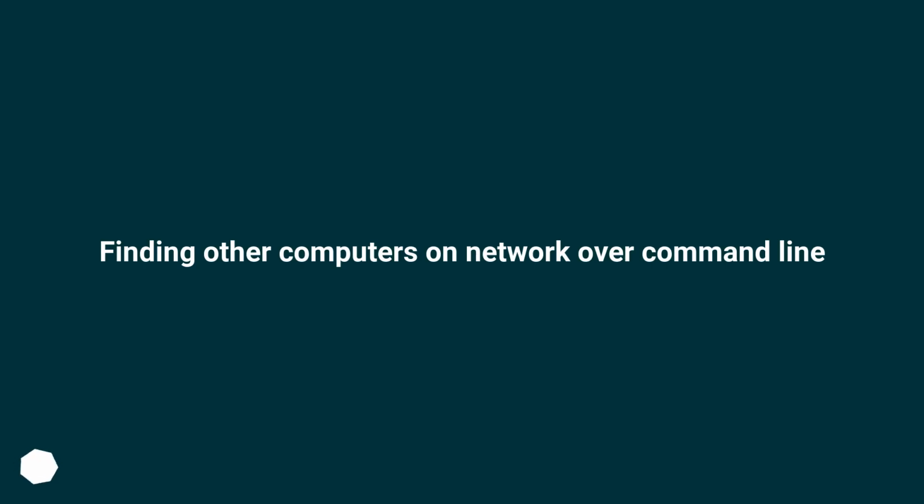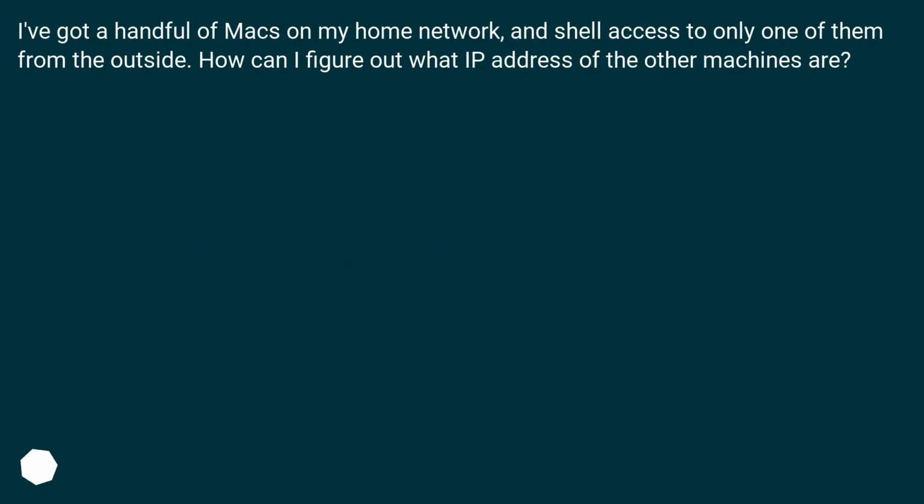Finding other computers on network over command line. I've got a handful of Macs on my home network, and I can access only one of them from the outside. How can I figure out what IP addresses of the other machines are?